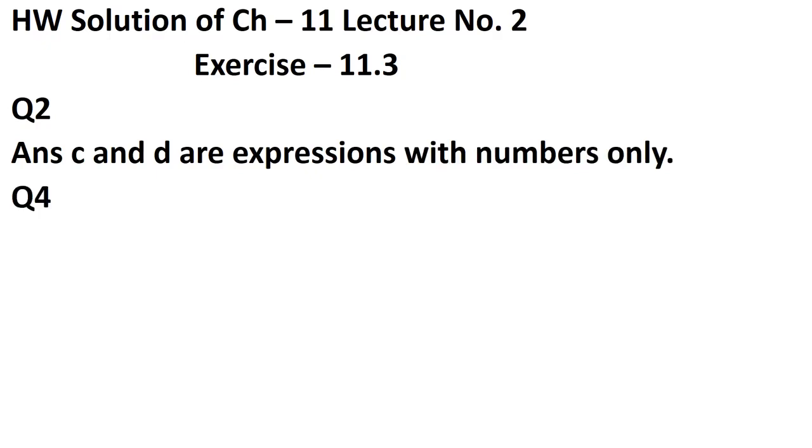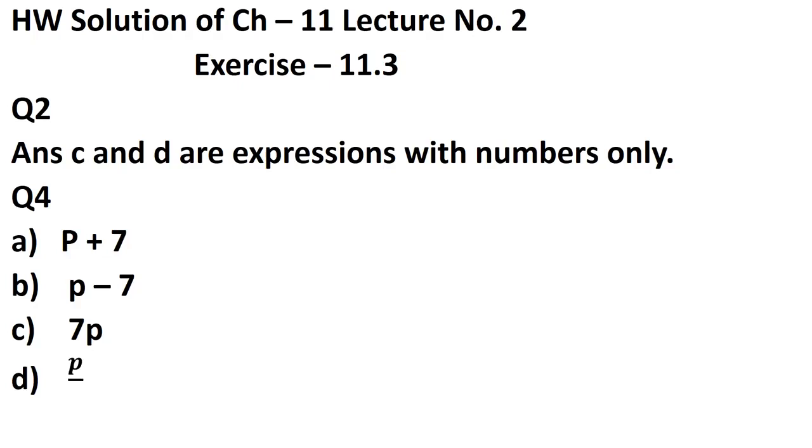Question number 4. Give expressions for the following cases. A is 7 added to P. So it is P plus 7. B is 7 subtracted from P. So it is P minus 7. C part, P multiplied by 7. 7P. D is P divided by 7. So P divided by 7.